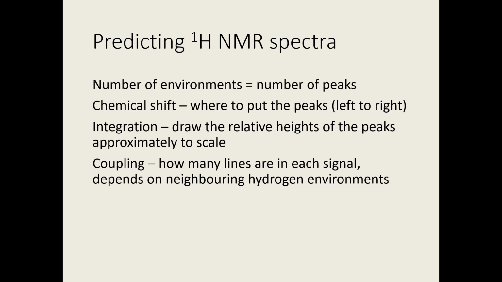The number of environments tells us the number of peaks we need to draw in our spectrum. The chemical shift tells us where we need to put those peaks left to right on the scale. The integration tells us the relative heights of the peaks, and we can draw those approximately to scale. Coupling tells us how many lines are in each signal, which depends on how many neighbouring hydrogen environments there are.